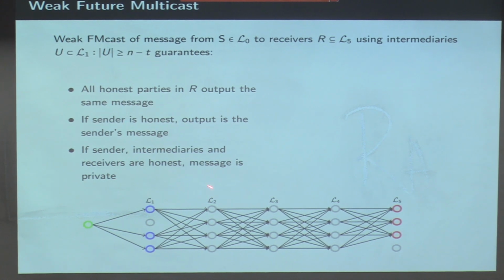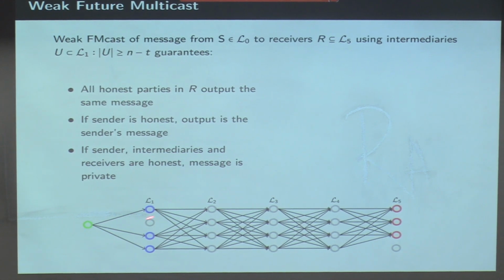But the difference here is that the privacy is limited. In a multicast, you would need privacy of the message as long as the sender and the receivers are all honest or uncorrupted. But here you will get privacy only when the sender and all the intermediaries are also honest in addition. But it's not very hard to see how you can use weak future multicast to build multicast.